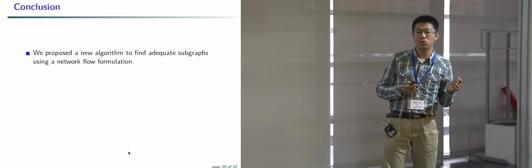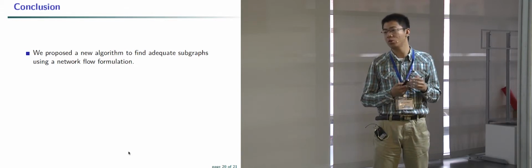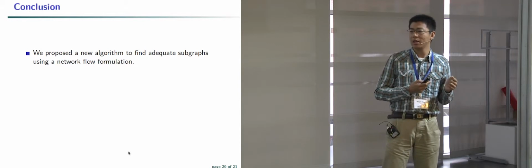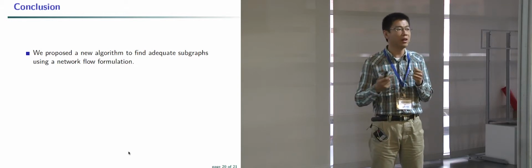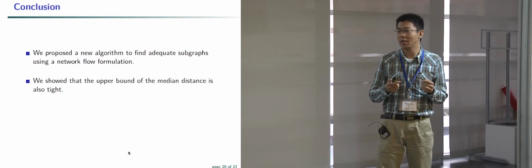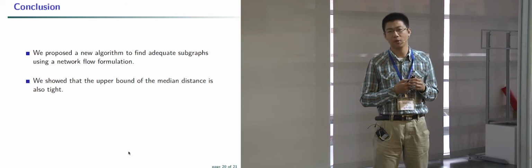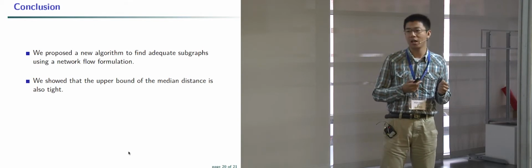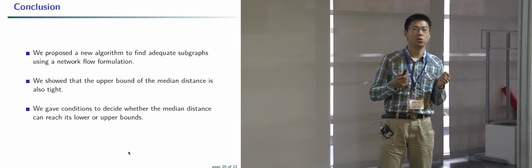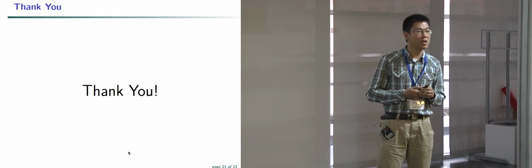Okay, now comes the conclusion. We contribute to the DCJ median problem in 3 aspects. First, we propose a new algorithm to find the adequate subgraphs using a network flow formulation. And we also prove that the upper bound for the median distance is tight. And we also study the conditions to decide whether the equalness can be reached. Okay, thank you very much for your attention.